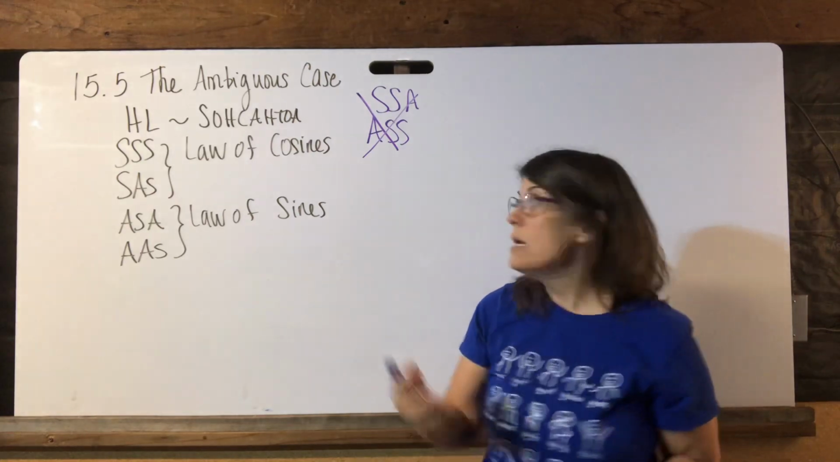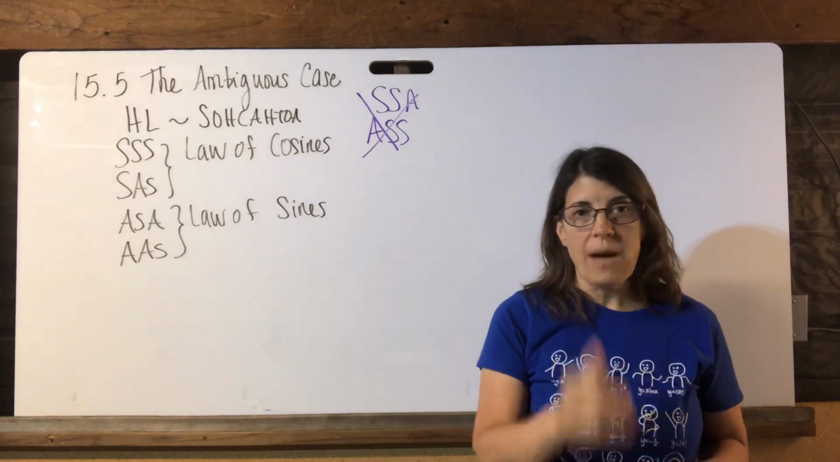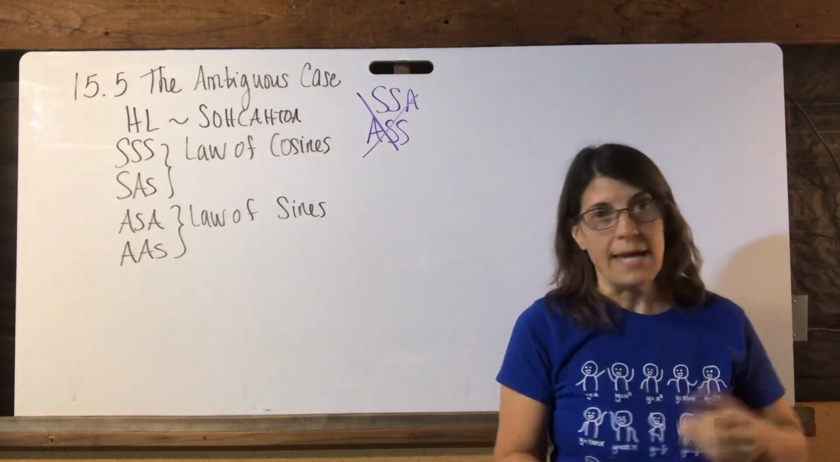And how does that happen? That's called the ambiguous case. So, calculator for sure. You absolutely need to have your calculator. If you don't, push pause and get it.